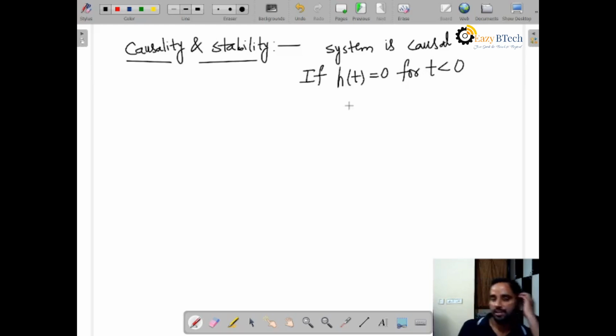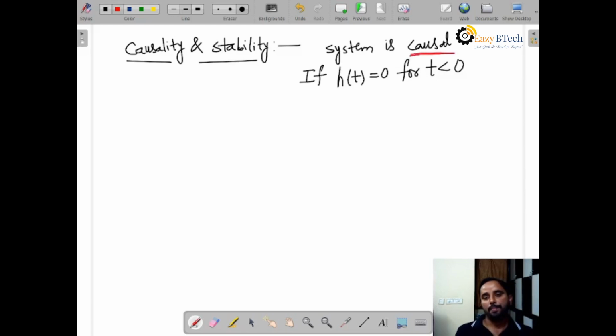This is the causality condition. The impulse response is 0 for t less than 0. On the left side, there should not be any impulse response. H of t should be 0. That will become the causality condition.